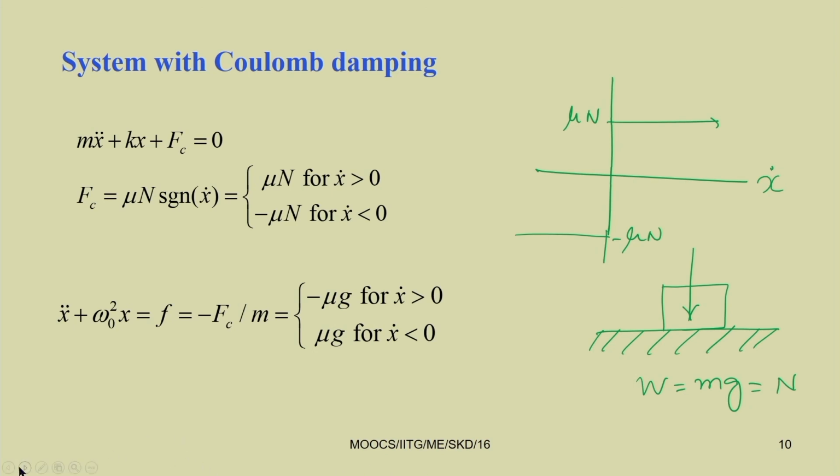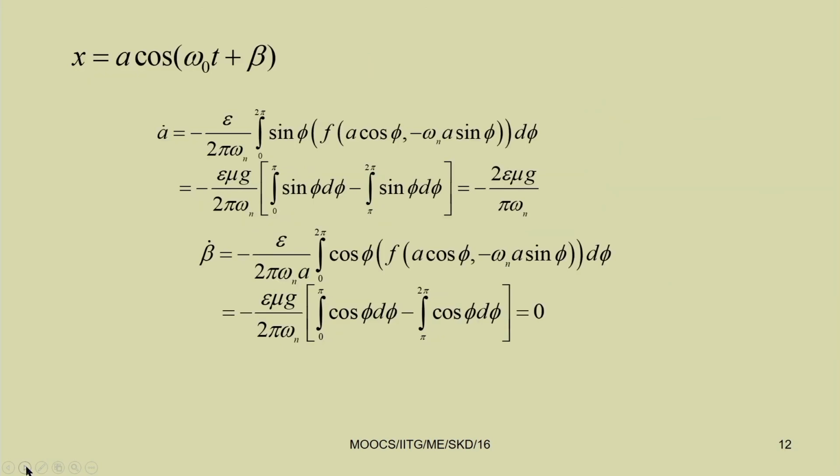So, now by applying, writing this x equal to a cos omega 0 t plus beta, which is equal to phi. So, we can write this equation equal to minus epsilon over 2 pi omega n, integral 0 to 2 pi of sin phi into f. So, for u we are substituting a cos phi and for u dot we are substituting minus omega n a sin phi, d phi. So, this integration is giving rise to minus 2 epsilon mu g by pi omega n.